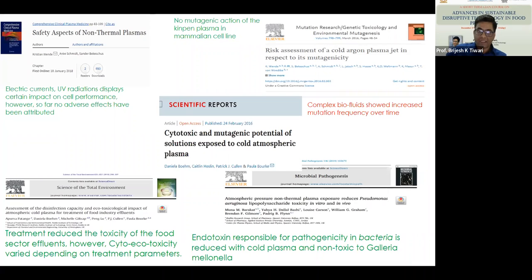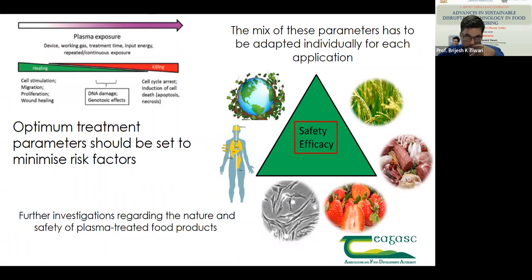And so again, coming back to the same plasma exposure: device, working gas, treatment time, input energy, whether it's repeated or continuous exposure. So these are the exposure parameters for the plasma. Again, cell stimulation, migration, proliferation, or wound healing. These are some of the applications as well. Can it cause DNA damage or genotoxicity, mutagenicity, or toxicity related to cells, that is cytotoxicity? Cell cycle arrest, induction of cell death, and all these are related risks associated with plasma. So optimum treatment parameters should be set to minimize the risk factor. How we have to treat it, in what way it should be treated, so that we can minimize the risk factor. A mix of all these parameters is adapted individually for each application.